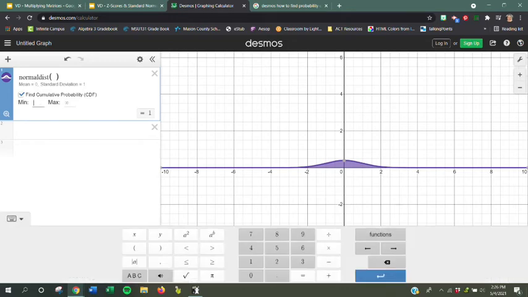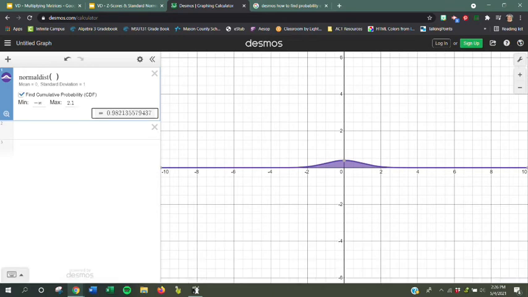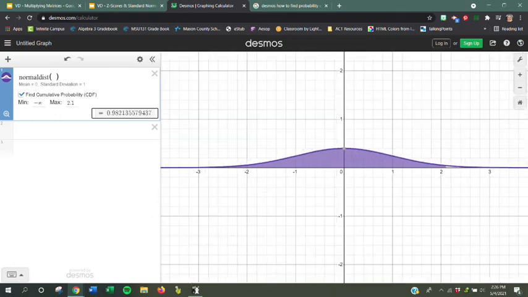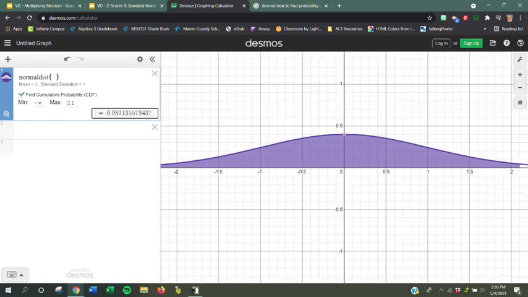So this is the same thing as what we're doing on the TI-84. Our minimum is going to be negative infinity, so you can just type infinity and it will automatically convert. And the maximum, because we want a z-score less than 2.1, will be 2.1. And you're going to find that we get 98.21% again. And if you zoom in on this chart, you're going to see where it cuts off over here at about 2.1 and shades everything below that.